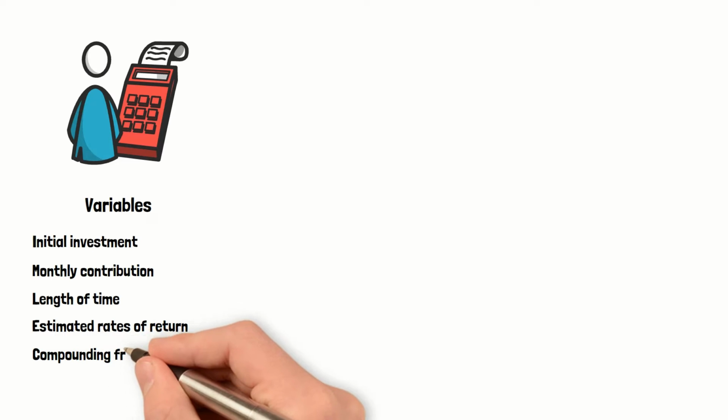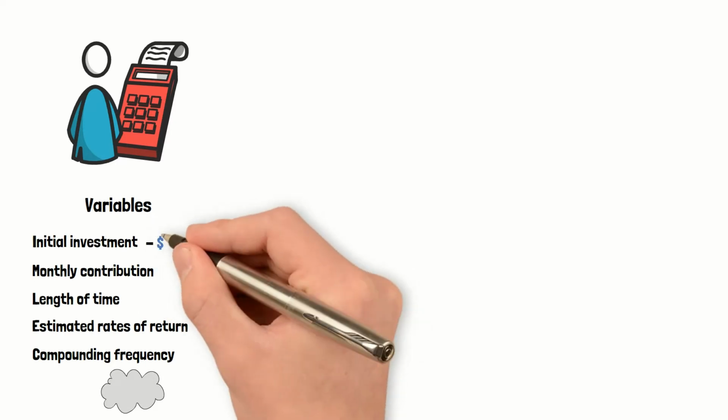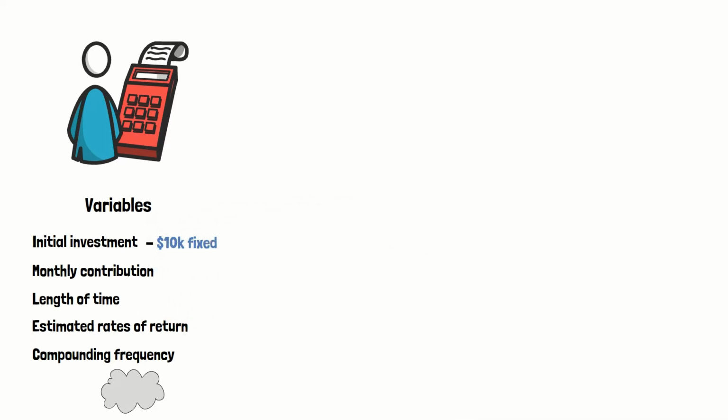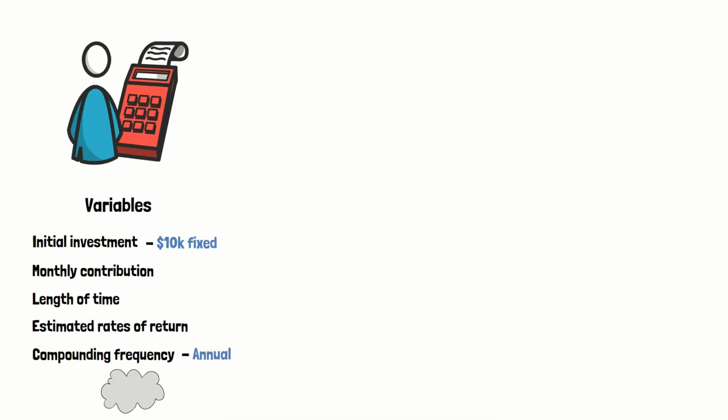For some of these, it makes sense to hold them fixed. Usually it is only good to flex two variables when doing sensitivity analysis. You could do more, but it can overcomplicate things and cloud the interpretation of the results for those that might not understand. So the initial investment is what you have today. Let's use $10,000 as a fixed baseline. For compound frequency, annual compounding is pretty standard, so we can leave that fixed as well.